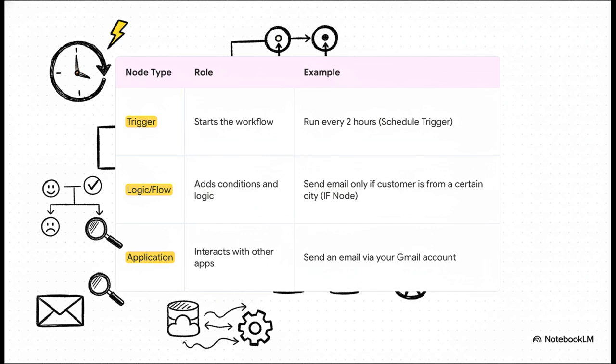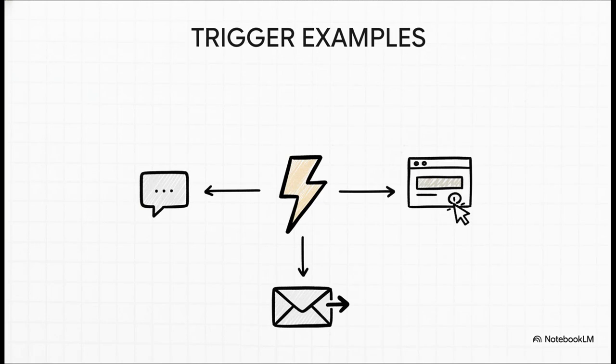And finally, you have application nodes. These are the real workhorses. They're the ones that actually talk to other apps, telling your Gmail account to send a message. And those triggers, they're incredibly flexible. An automation doesn't have to start on a timer. It could kick off the second a new message pops up in a chat, or when someone submits a form on your website, or even when a specific kind of email lands in your Gmail inbox. The possibilities here are just huge.